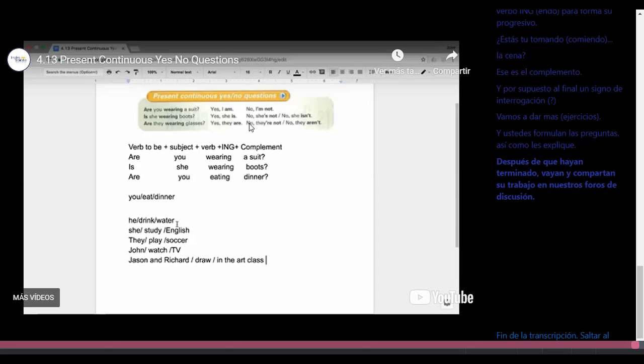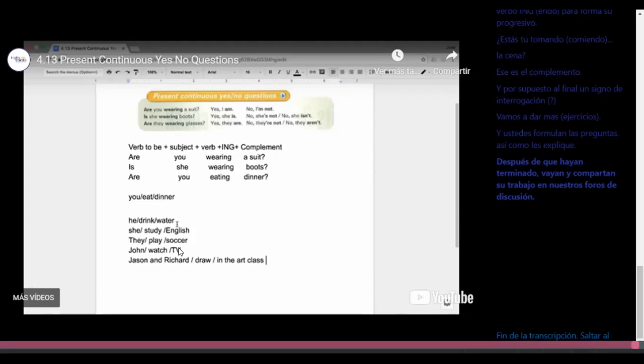Puede ser no, she's not. Repeat, no, she's not. No, she's not. Is, no, she isn't. No, ambos, she's not y she isn't. Negative, ¿verdad? Pero pueden usar cualquiera de los dos para el negativo. Si fuera afirmativo, sería yes, yes she is.